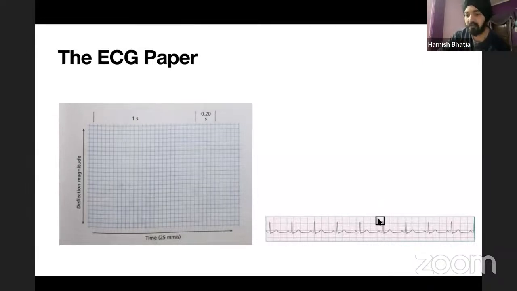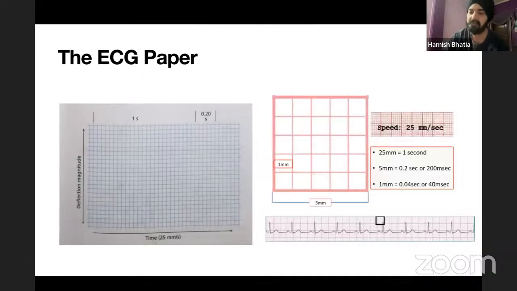Correct. Now, if one large box is 0.2 seconds, how much is one small box, which is again 1/5 of one large box? Anyone? 40 milliseconds or 0.04 seconds, correct? So one large box is 5 mm, and five large boxes is 1 second. So 5 mm, which is one large box, is 0.2 seconds. And 1 mm, which is one small box, is 0.04 seconds or 40 milliseconds. This is clear. If this is clear, we'll move ahead.